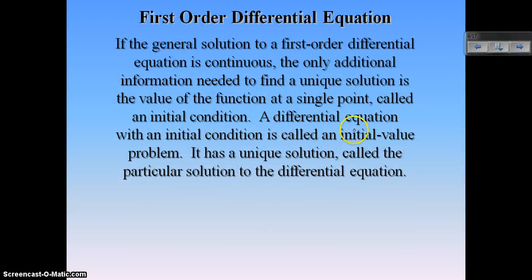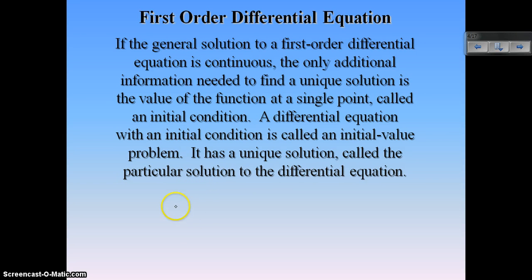First order differential equation. If the general solution to a first order differential equation is continuous, that's important. If it is continuous, then, that's a typo there, only one additional piece of information is needed to find a unique solution, and that is a single point, which we call the initial condition. A differential equation with an initial condition is sometimes called an initial value problem. It does have a unique solution if this is the case.